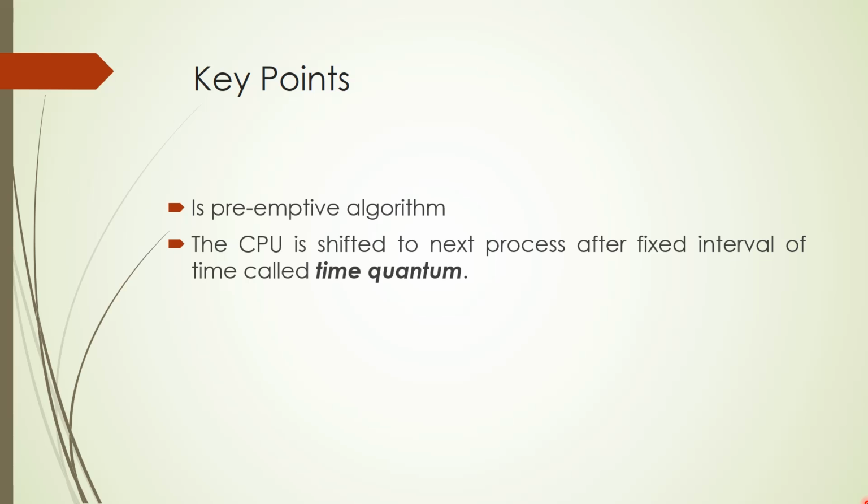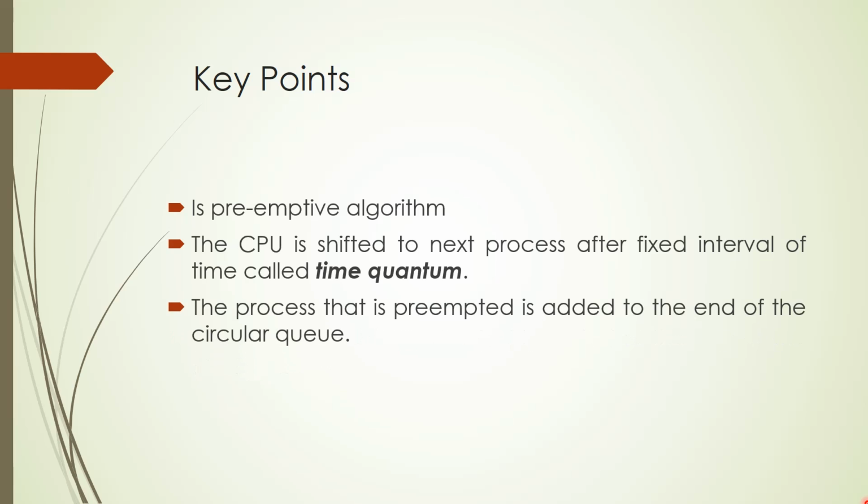If we are considering P1, P2, P3, then P1 will run for 2 clocks, then P2 will run for 2 clocks and P3 will run for 2 clocks, and then the process is repeated again. This 2 clocks is nothing but the time quantum. The process that is preempted is added to the end of the circular queue. So when P1 is interrupted, it is moved to the end of the circular queue.